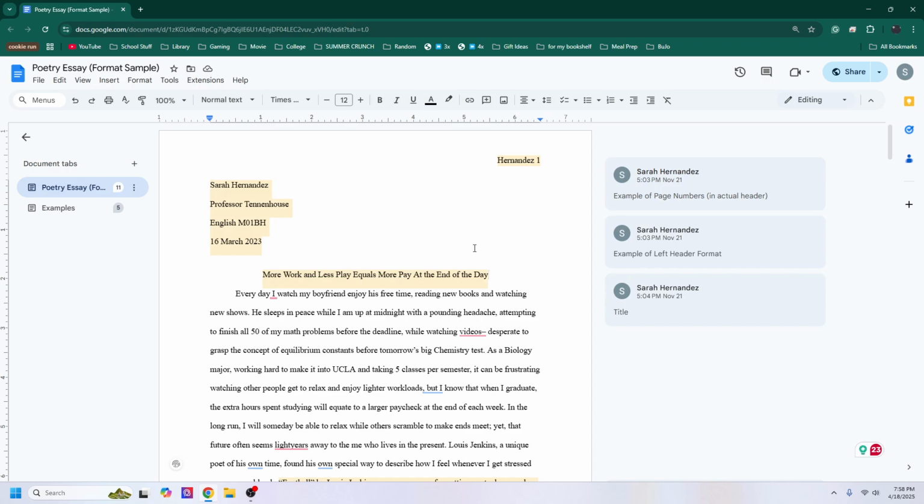So this is a paper I wrote in 2023. Is it a little dated? Yes. Does it still have all the things I want to teach you? Yes. It's got, most of all, the formatting. Now, this is a paper I got a 100 on in English ML1B Honors. You might see our lovely friendly face Professor Tenenhouse.